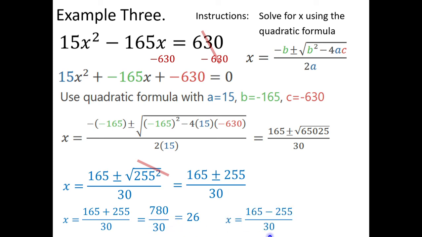One answer is 26. The other answer, 165, take away 255. Well, which number is larger? You get more negatives here than positives. You have 255 negatives. If you put these two together, you're going to get a negative number. It's a negative 90 over a 30. Well, we can reduce this fraction as well to 3, because 3 times 30 is 90. So it ends up being negative 3. So our other solution to this original quadratic equation that they gave us is negative 3. Negative 3 solves this equation, and 26 also solves this equation. Those are your two answers to that equation.